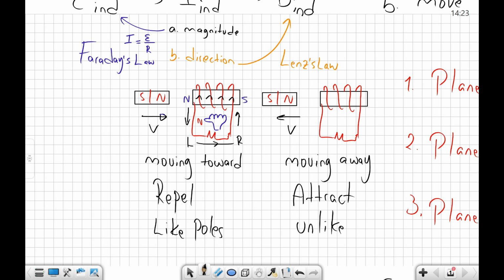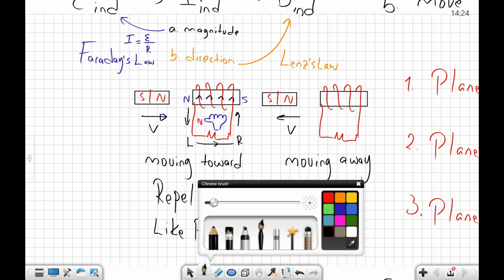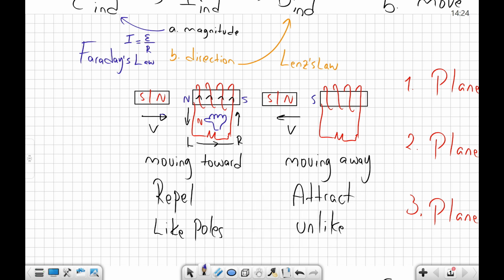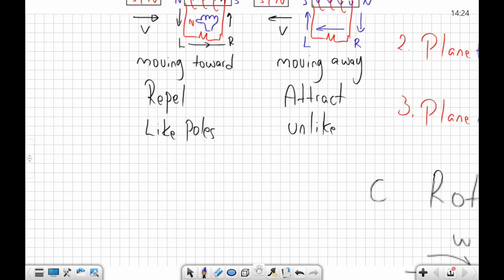Here, when the north goes away, we will have unlike poles. So to have unlike poles, this side will be south, this side will be north. Reverse the curling right hand rule. You will see that the four fingers will point downward. So at the right side it moves down, at the left side it moves up. So the current in the resistor will be from right to left. Now that is Lenz's law in simple terms.